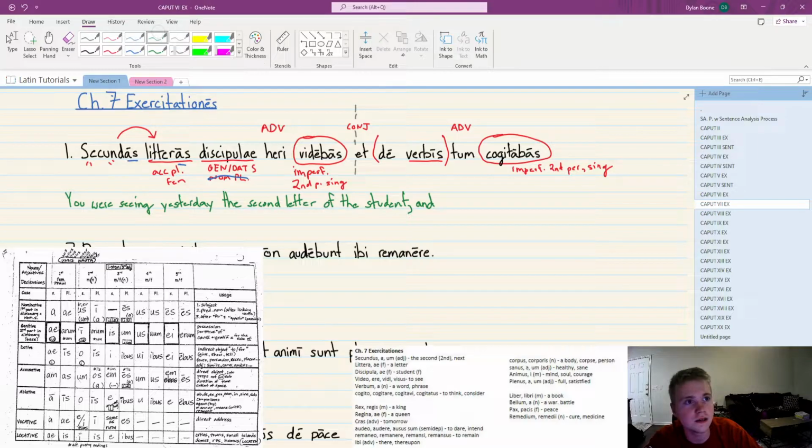And you were cogitabas-ing. You were thinking about. You were thinking about de, that's our preposition. About what? De verbis, the words, their words, the students' words, right?